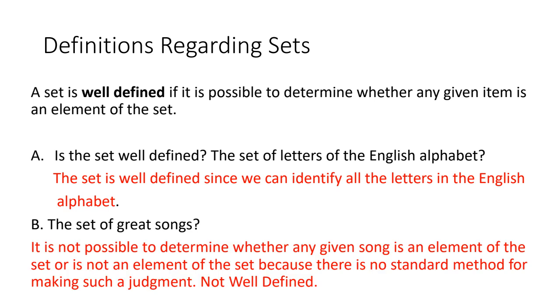So you could say there's not a standard method for making a judgment of which song is a great song or which one is not. In comparison, example A, the set of the letters of the English alphabet, is well defined because everybody knows exactly what the elements are. So that's how you determine if it's well defined or not.